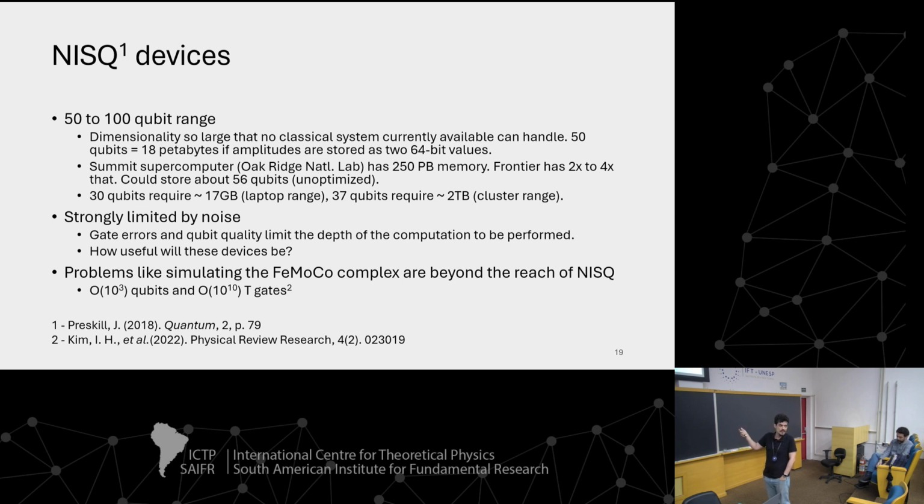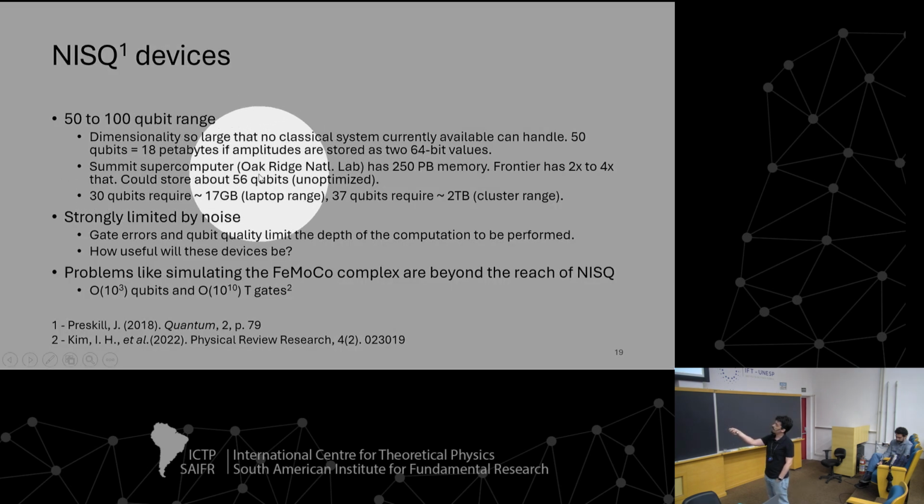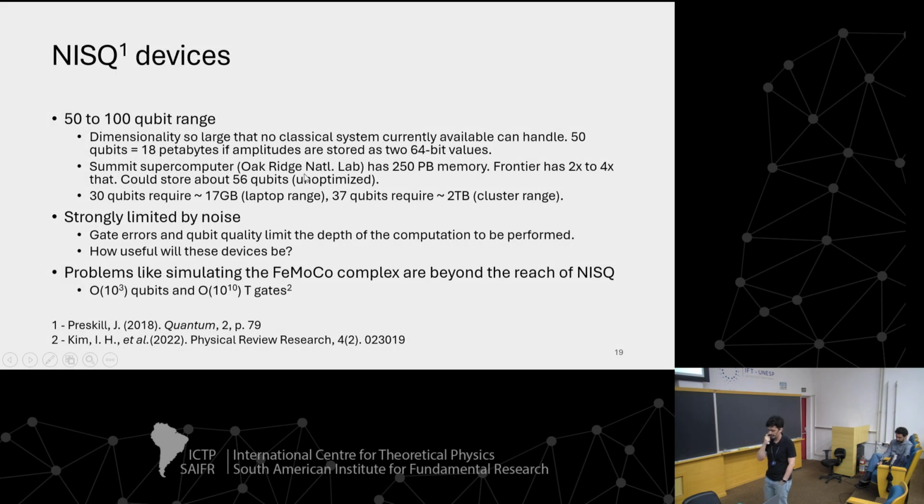For some states, it's easy. If it's just the vacuum, it's very easy. You can write it down on a piece of paper. But if it's an arbitrary state where you need to take into account all the coefficients, then it quickly becomes a mess. And 56 qubits is more or less the limit you can store in the Summit supercomputer of the Oak Ridge National Laboratory, which is one of the largest in the world.